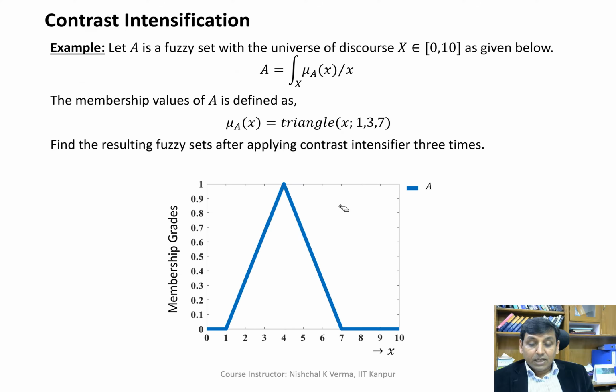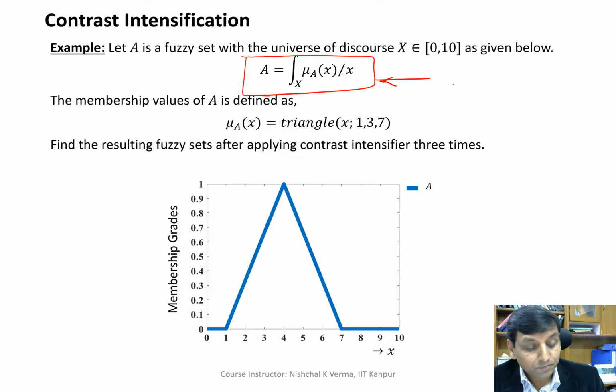Now let us take another example, and this example is for the continuous fuzzy set. If we have a fuzzy set A which is a continuous fuzzy set, see here we have a fuzzy set which is a continuous fuzzy set.